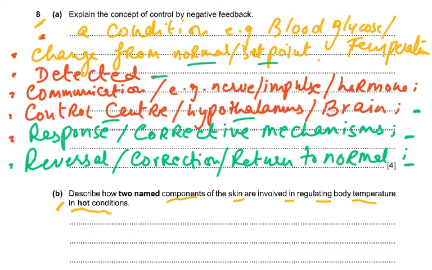So you had to give me all these points to get 4 out of 4. I didn't say all these points, sorry, any 4 out of these. But you have to understand negative feedback. This helps you to understand the whole process or the whole concept of negative feedback.